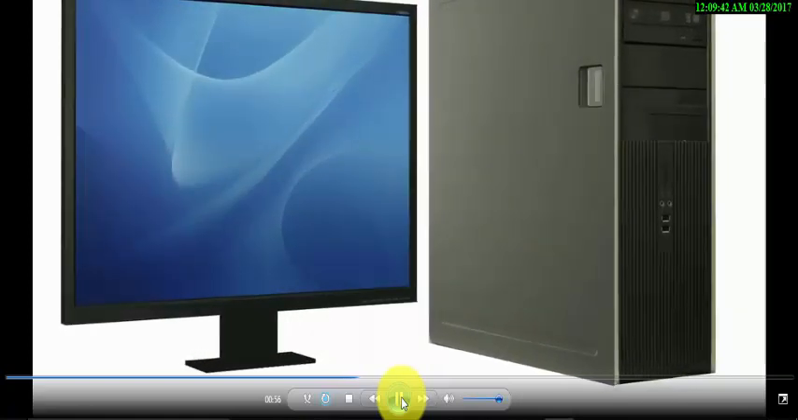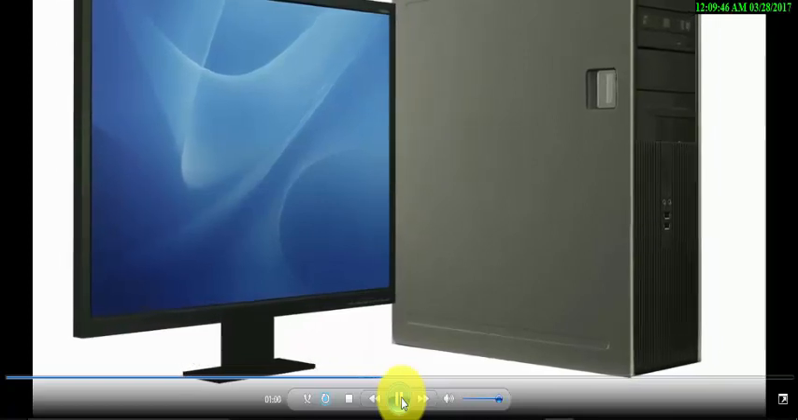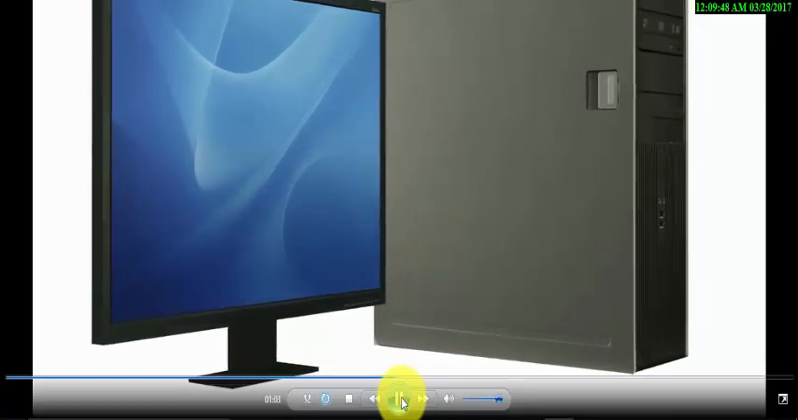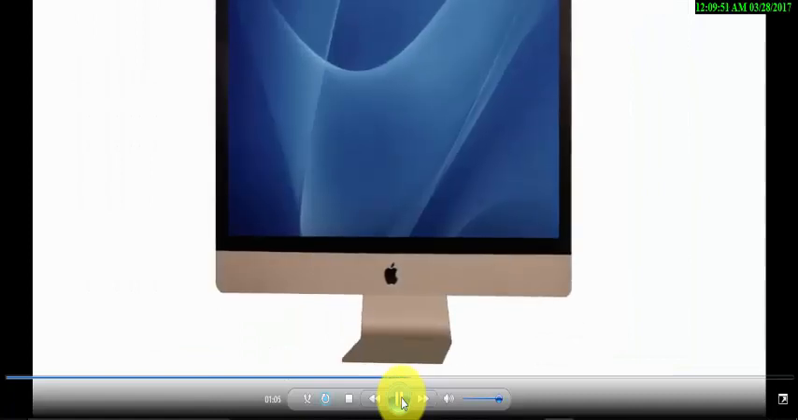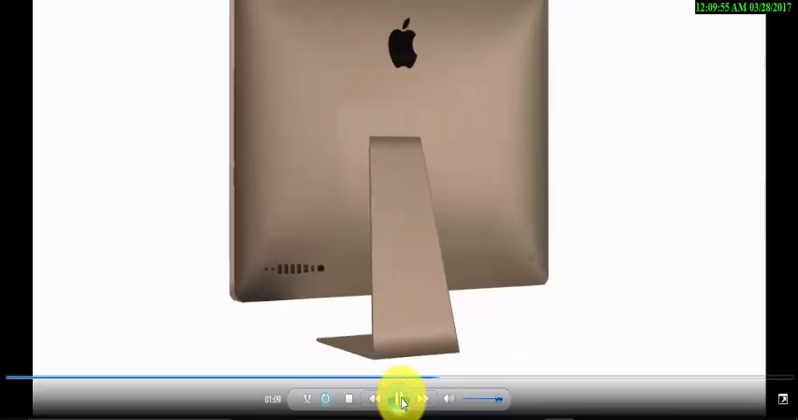Most monitors have LCD or LED displays, which can be made very thin so they don't use much desk space. To save even more space, you can buy an all-in-one computer, which combines the monitor and the computer case into a single unit.